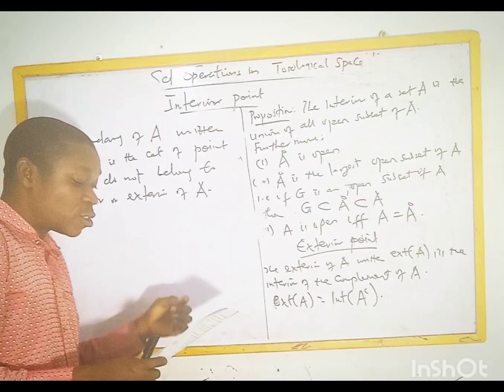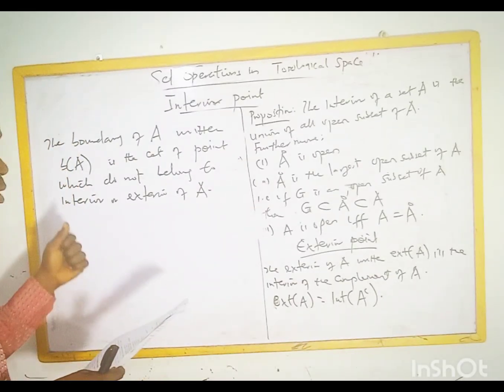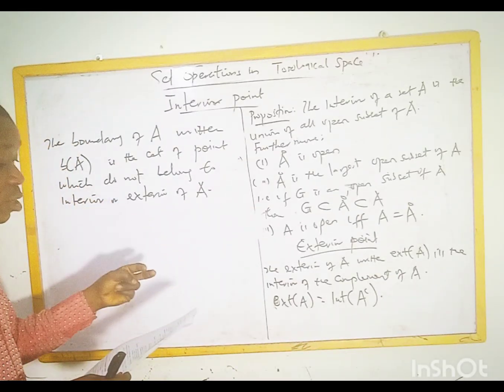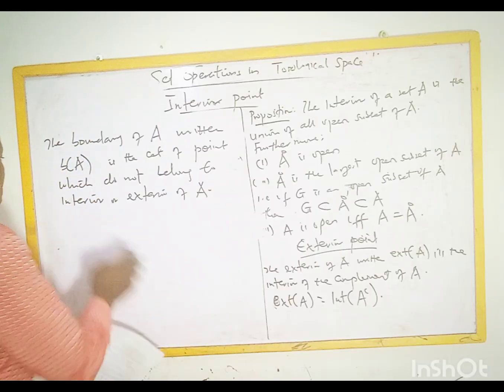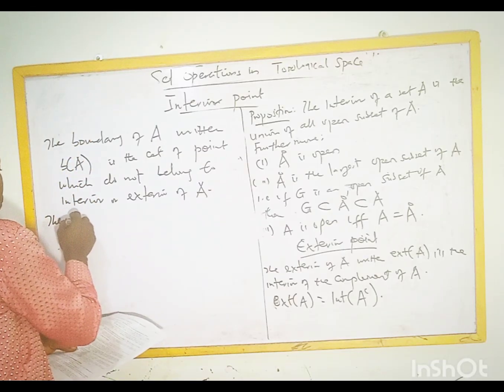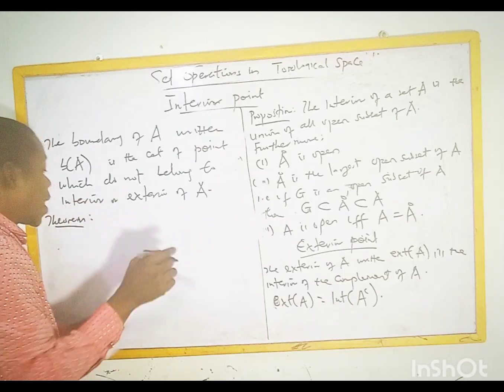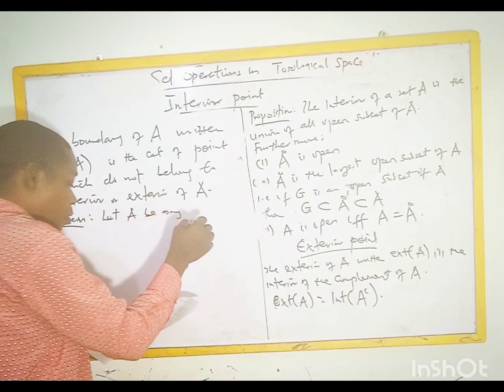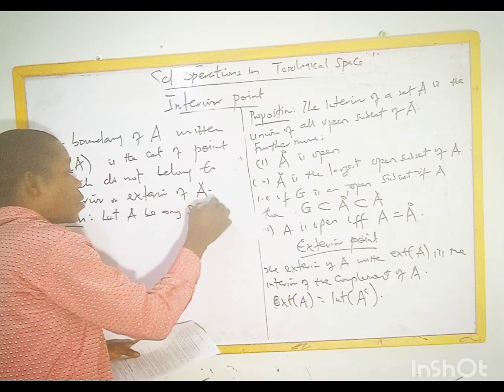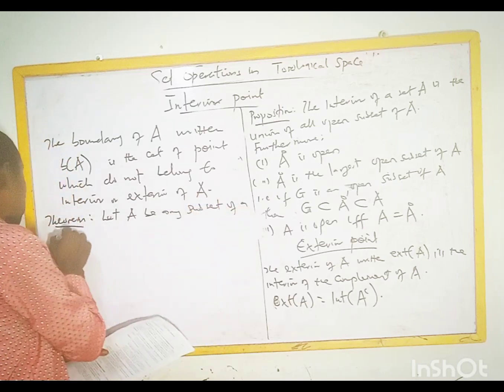Now there is a theorem that connects the closure, interior, and boundary of a set. The theorem says: let A be any subset of a topological space.